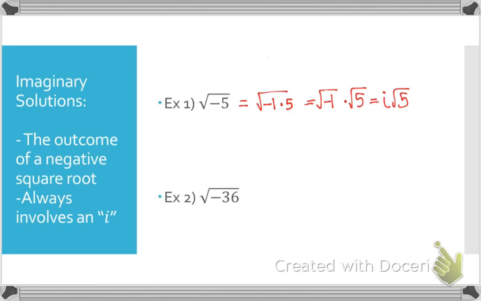Example 2, we have the square root of negative 36. Now we know what the square root of 36 is. It is a perfect square, and the square root of 36 is equal to 6. But we have this negative, and the negative just becomes an i. So we get 6i.